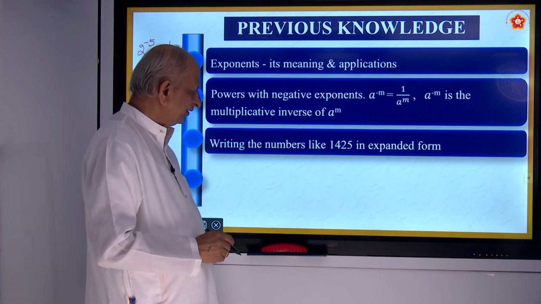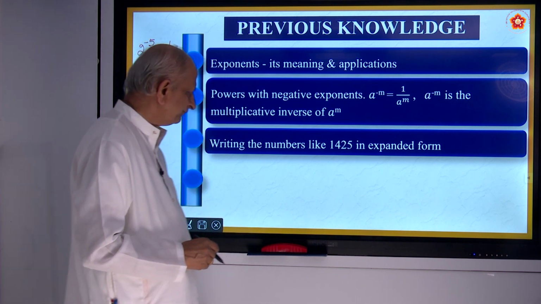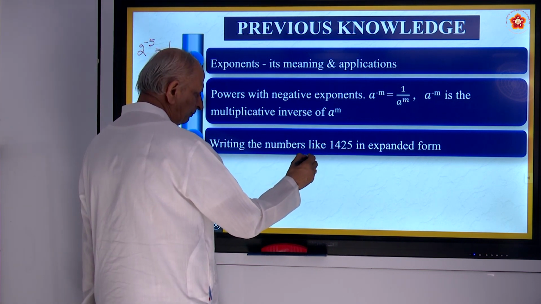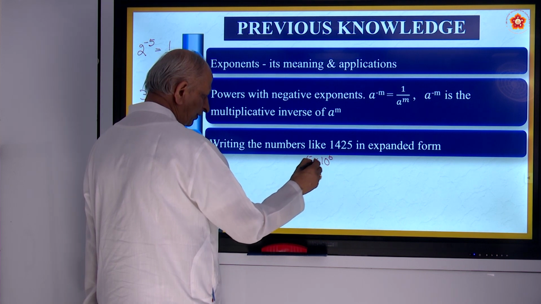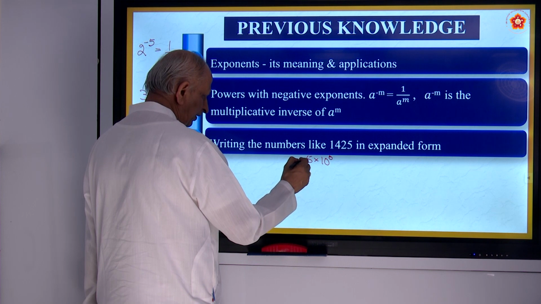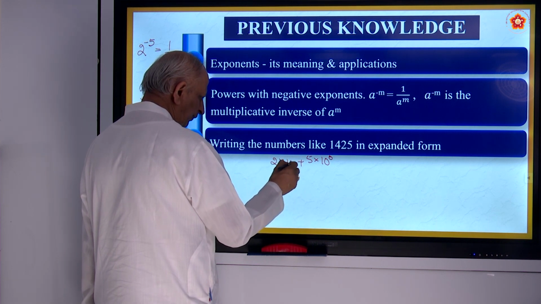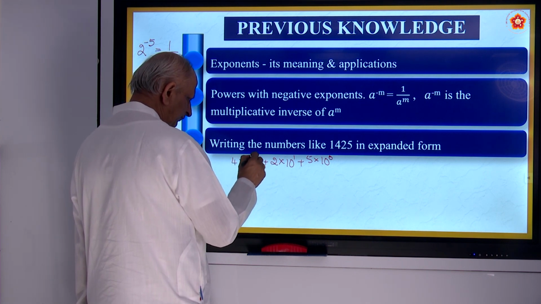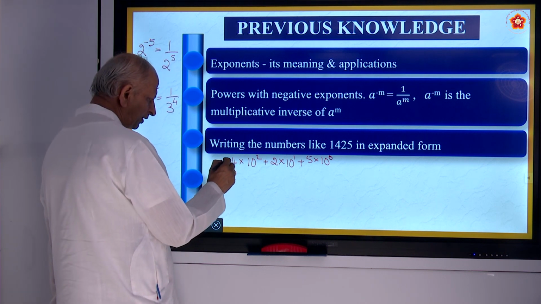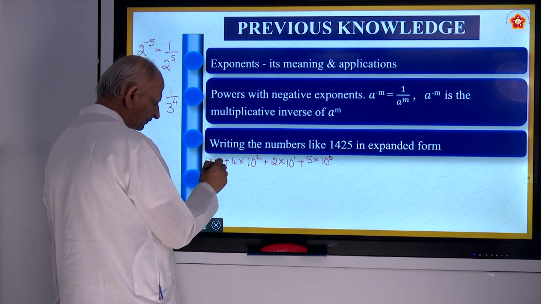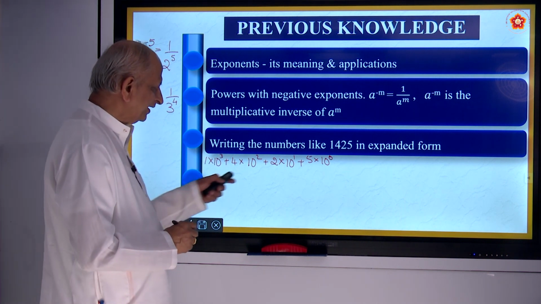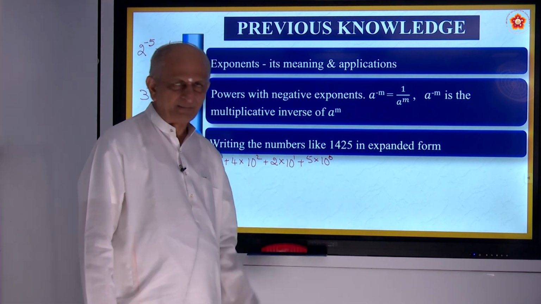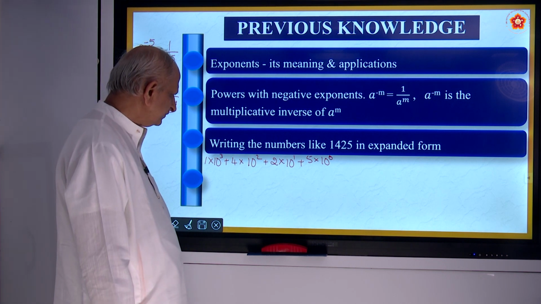And large numbers like 1425 in expanded form. How to write the expanded form? You must count. So 5 is in the unit place, so write it as 5 into 10 to the power of 0. Then 2 in the tens place: 2 into 10 to the power of 1. Then you have 4, that is in the hundreds place: 4 into 10 to the power of 2. And 1, that is in the thousands place: 1 into 10 to the power of 3. That's how you write in expanded form. Similarly, if the expanded form is given, you can write it in the simple form also. That also you have studied, correct?